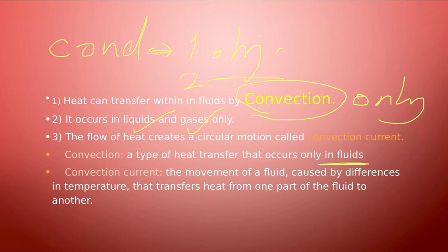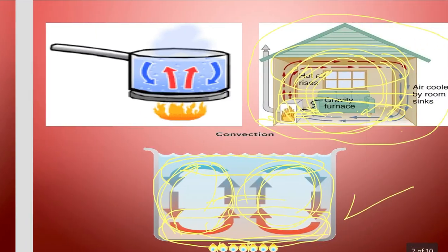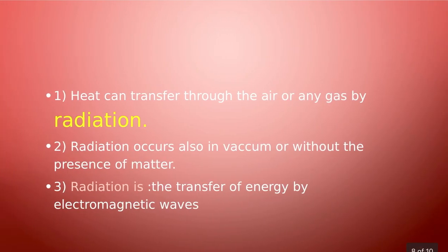So my friends, now we have learned about two methods of heat transfer, which are conduction and convection. Conduction occurs mainly in solids, and it occurs within one object or between two objects that are in contact. And convection occurs only in fluids. These fluids may be liquids or gases, and it occurs by convection current.